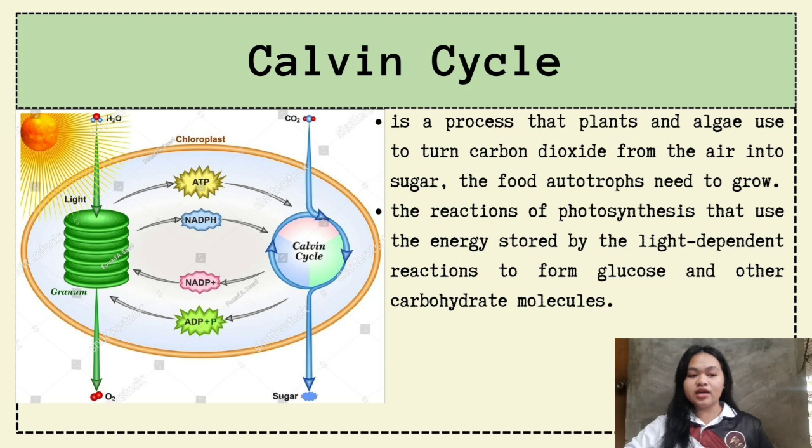So, Calvin cycle is a process that plants and algae use to turn carbon dioxide from the air into sugar, the food autotrophs need to grow. These are the reactions of photosynthesis that use the energy stored by the light-dependent reactions to form glucose and other carbohydrate molecules. So, si Calvin cycle is a process na ginagawa ng plants para ma-convert yung carbon dioxide into sugar, which is yun yung nagiging food nila.